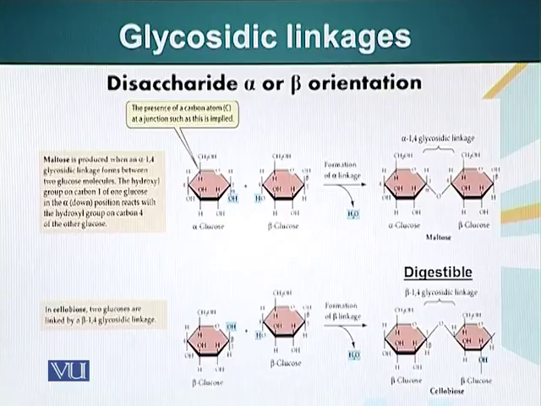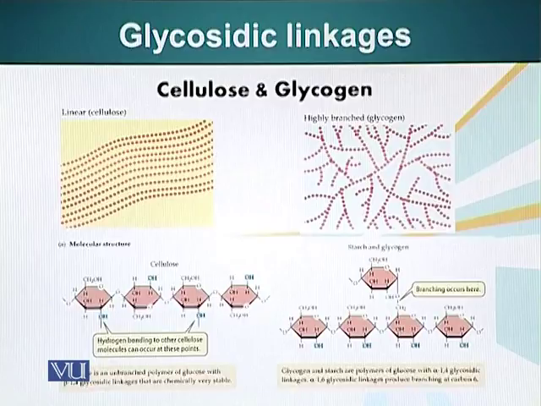Let's look at the consequences of alpha and beta bonds in the polymers. Cellulose is also a polymer of glucose molecules. In this case, the glucose molecules are linked by beta 1,4 glycosidic linkage. As I have mentioned, it is very stable and it is very hard to break this bond. Glycogen and starch are both similar molecules. There's relatively more branching in glycogen as compared to starch. These molecules have alpha 1,4 glycosidic linkages.